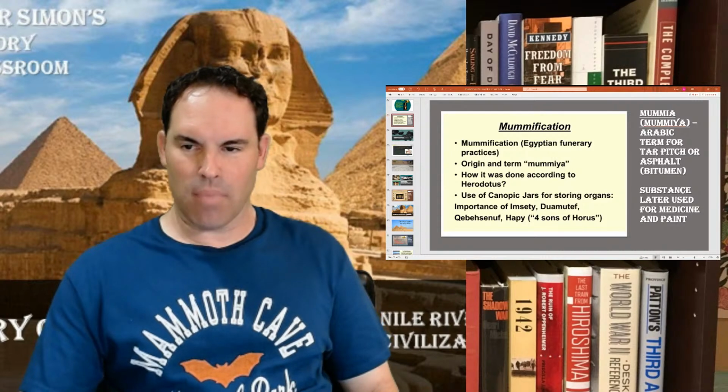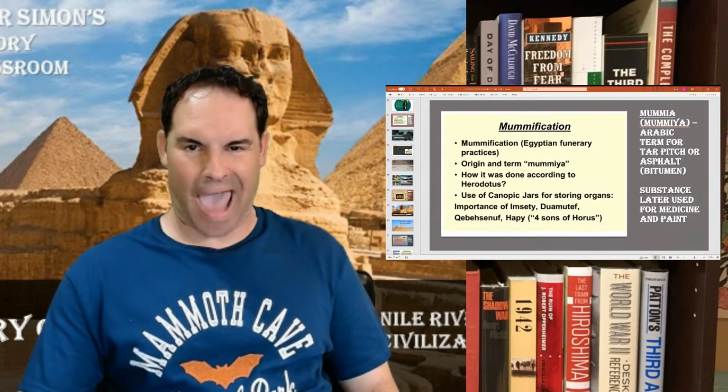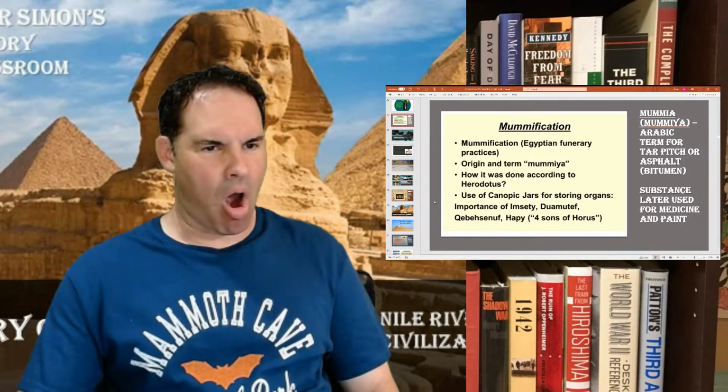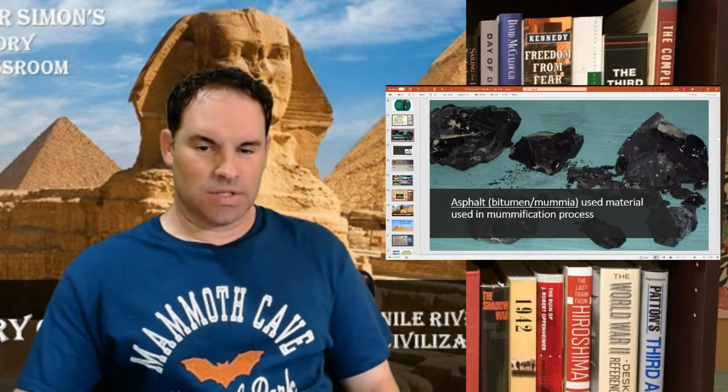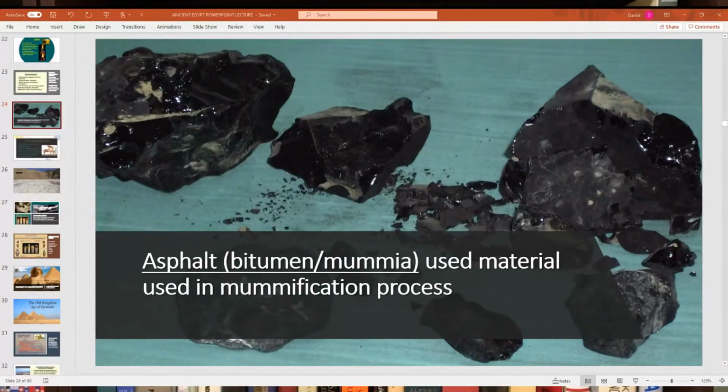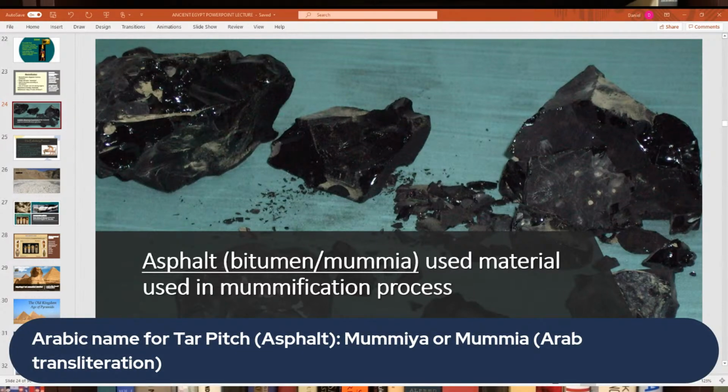And the term mummy, by the way, comes from a tar substance they used, which is right here, which is basically like asphalt. It was believed to have been used in the actual mummification process. The term bitumen, I think, is more the scientific name for asphalt. But the Arabic name is mummia, which is spelled in all kinds of different ways. They'll spell it M-U-M-M-I-A, and sometimes they'll spell it with a Y. It's usually spelled either way. It's a transliteration of the Arabic, so I guess that's the English version you're looking at.